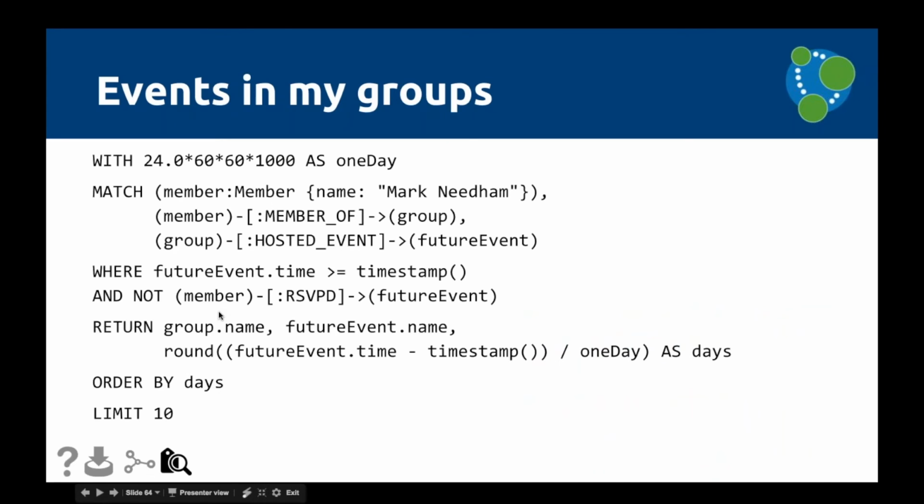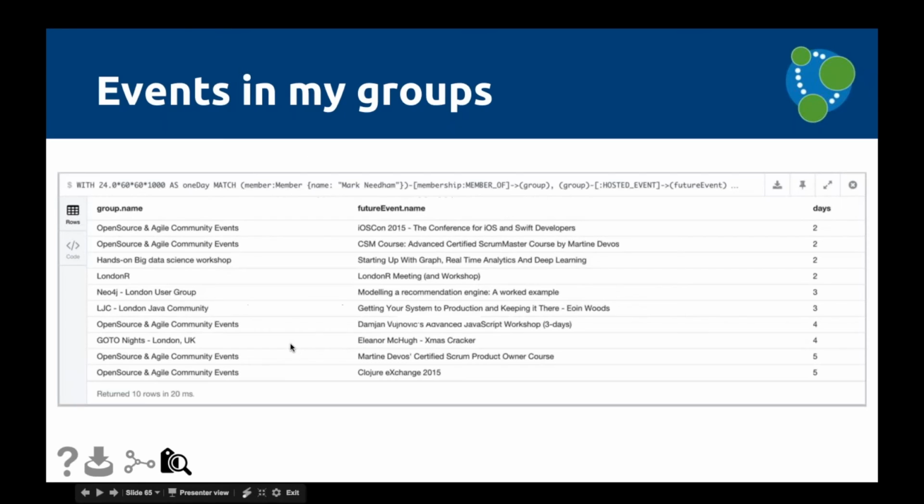And so we might write our first query. We're trying to suggest some events to me based on the groups I'm a member of. So we've got to find me, find the groups I'm in, and find the events that are being hosted, and make sure they're in the future, and that I haven't already RSVP'd to them, and then return them. And so I get a few suggestions.